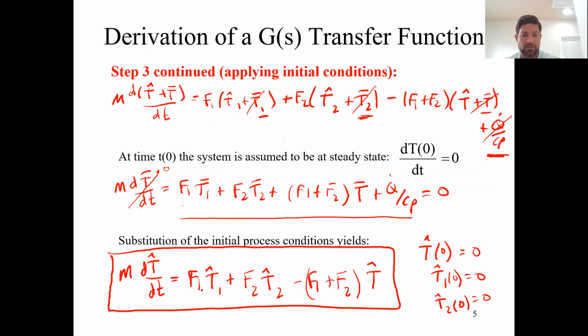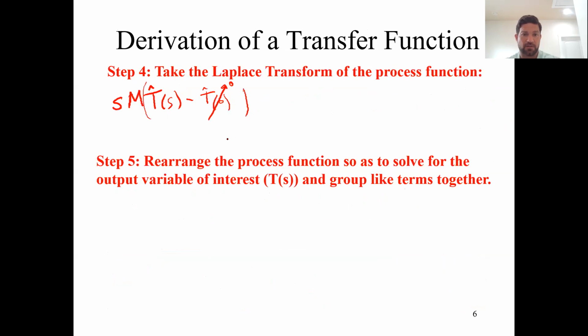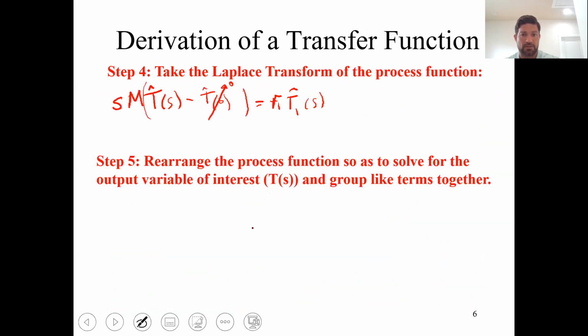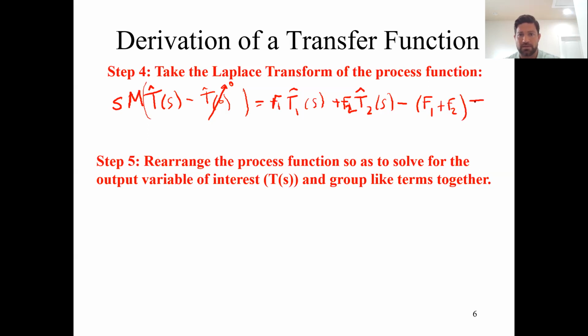The Laplace of this term right here is just going to be F1 times T1 hat of s. The Laplace of this term is also going to be plus F2 times T2 hat of s, and then minus the Laplace of the last one, which should be F1 plus F2 times the Laplace of this function, which is just the function itself. So the Laplace of T hat is just T hat of s.